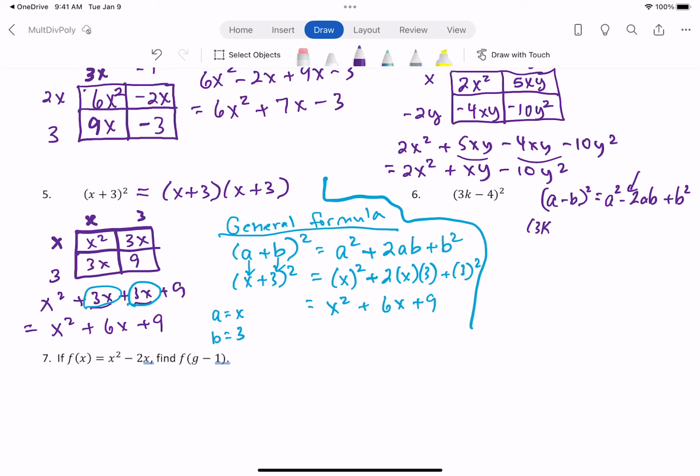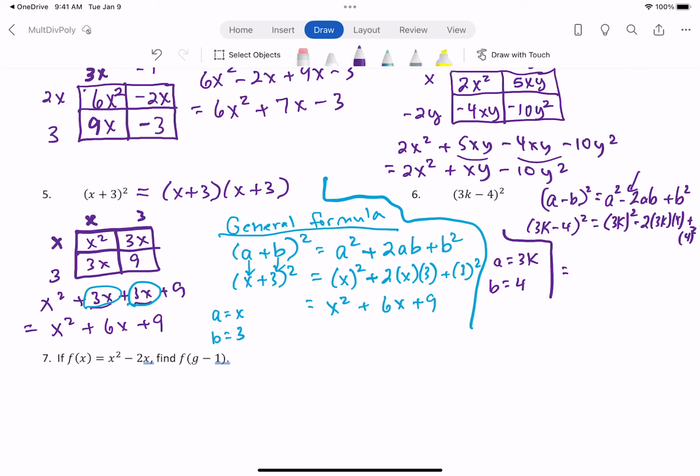So if I'm looking at (3k minus 4) squared, then we're letting a equal 3k and b equal 4. Now notice you don't have to say negative 4, because the formula itself takes care of the signs, okay? So a squared is (3k) squared, minus 2 times a times b, plus b squared, which would be 4 squared. Sorry, I'm running us out of space.